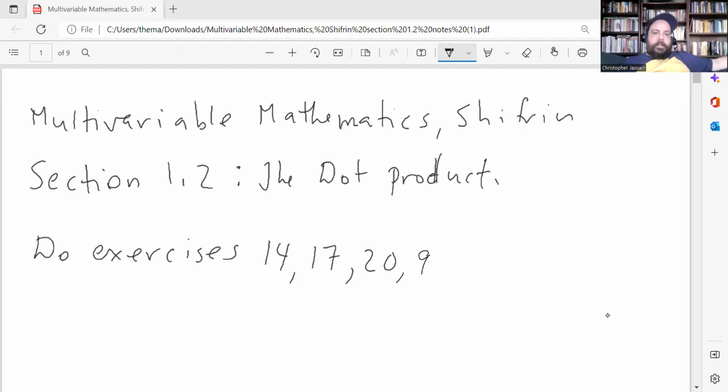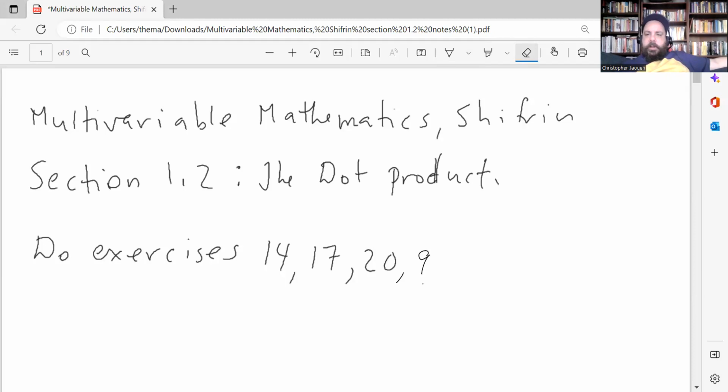Okay, so like I said, section 1.2 is on something called the dot product, and he recommends doing exercises 9, 14, 17, and 20 in the section. But there are a lot of problem exercises at the end of the section. Some of them look pretty interesting, so I might try to do a few more than just the recommended exercises in the exercise video, but we'll see how that goes.